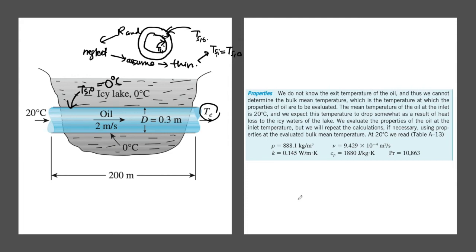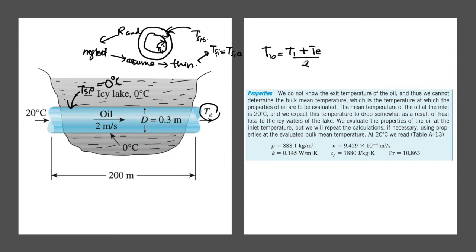So at this point, when we want to find the properties of the oil in the tubes, we have to evaluate them at bulk temperature, where the bulk temperature is actually (Ti + T exit) divided by 2. Again, this question is the same as example 5. We do not know the exit temperature. Therefore, we assume the bulk mean temperature for this question.